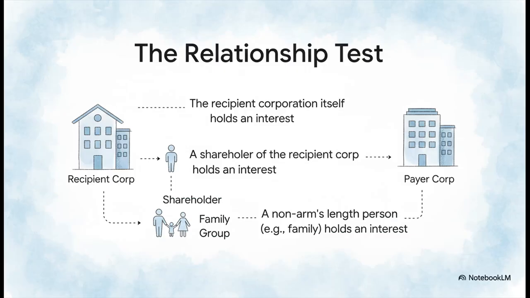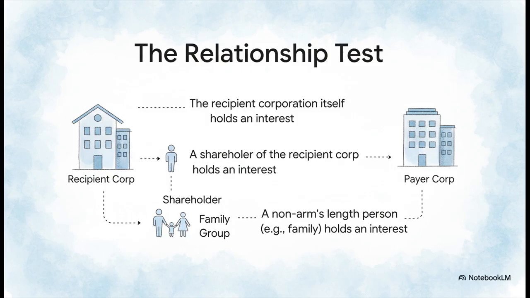So let's dig into that first test, the relationship test. It's met if the company getting the money, one of its shareholders, or, and this is the big one, anyone not dealing at arm's length with them has an interest in the company that's doing the paying. We're talking family members, like spouses, kids, parents.